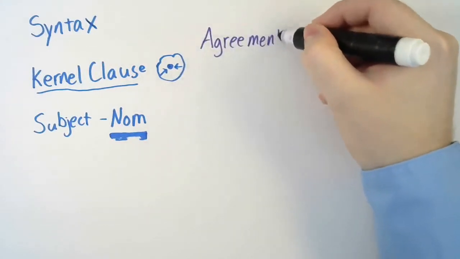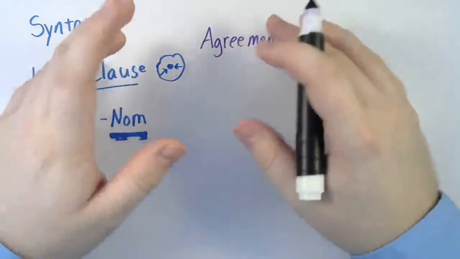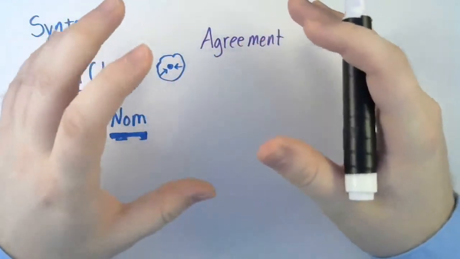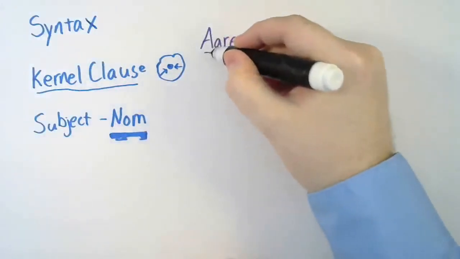Agreement. Certain words must agree with each other. It's not that they're having an argument, but when I mean agree, let's see, I guess I'll give you an example.